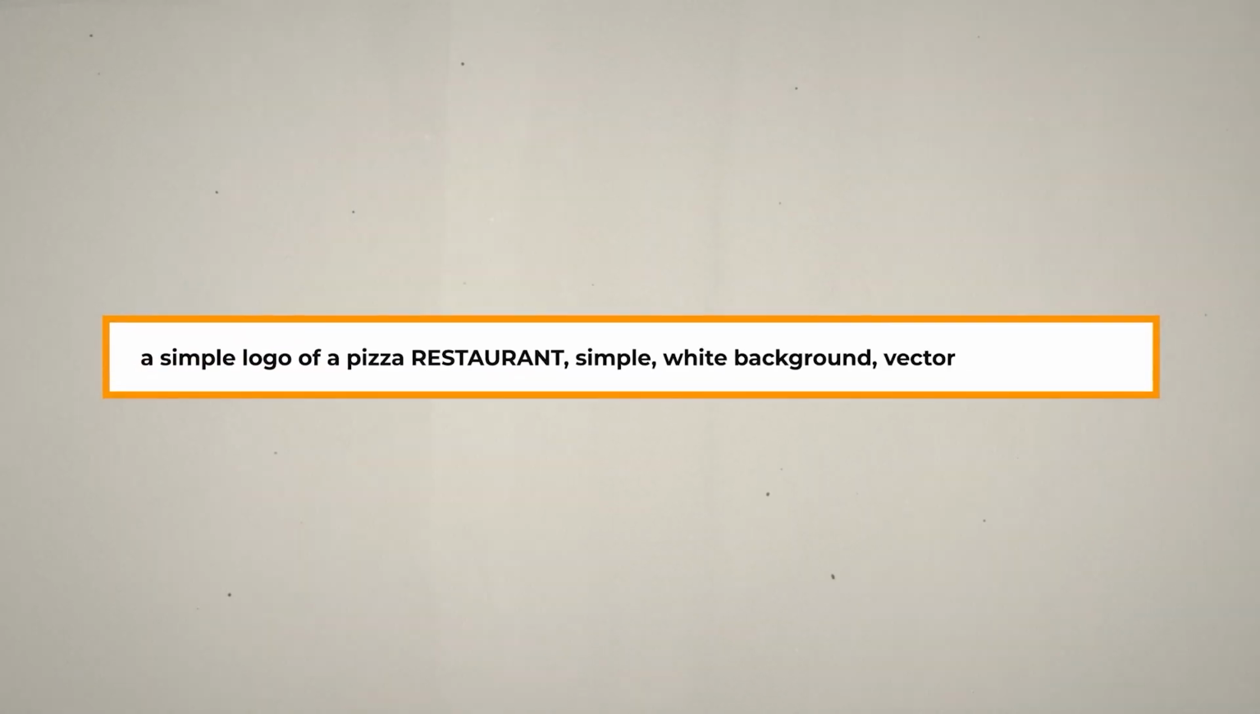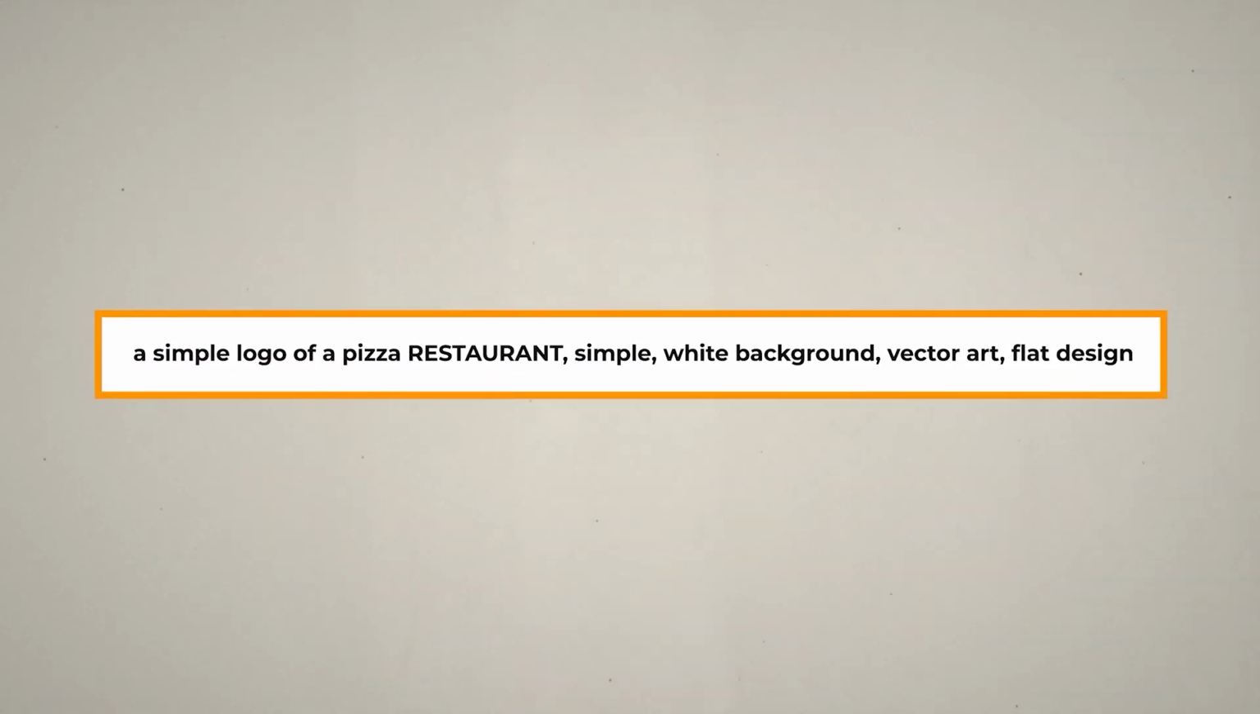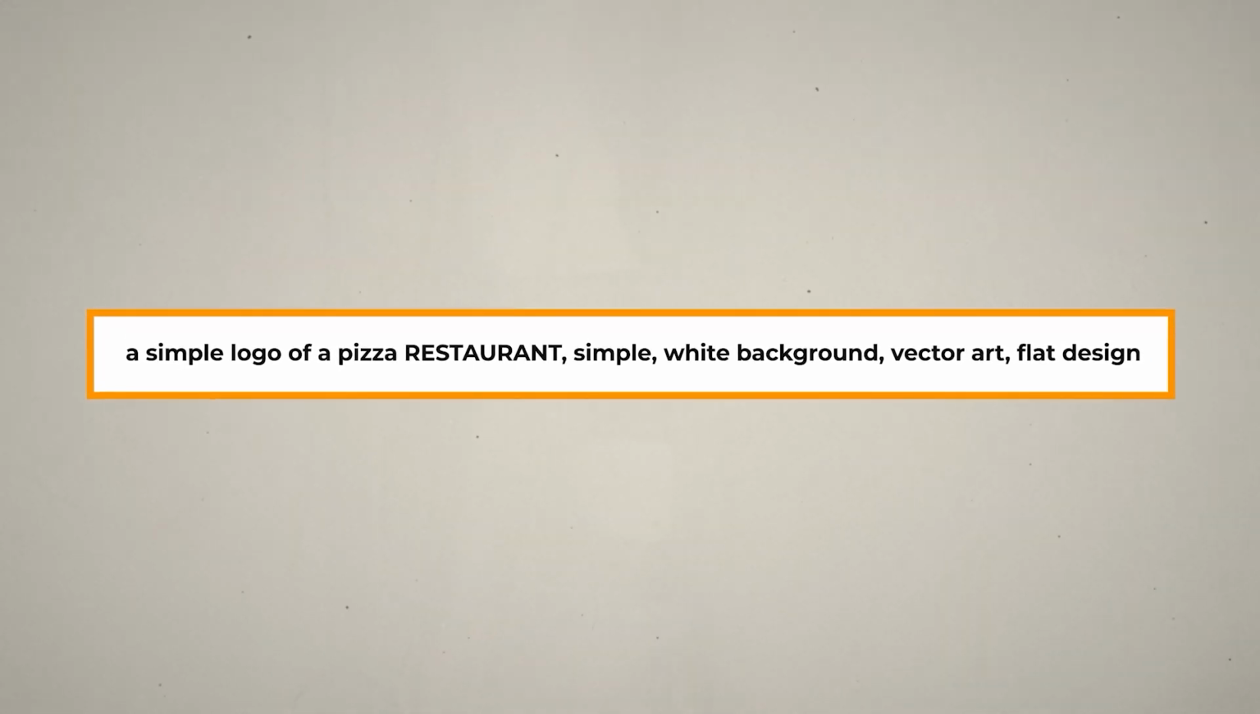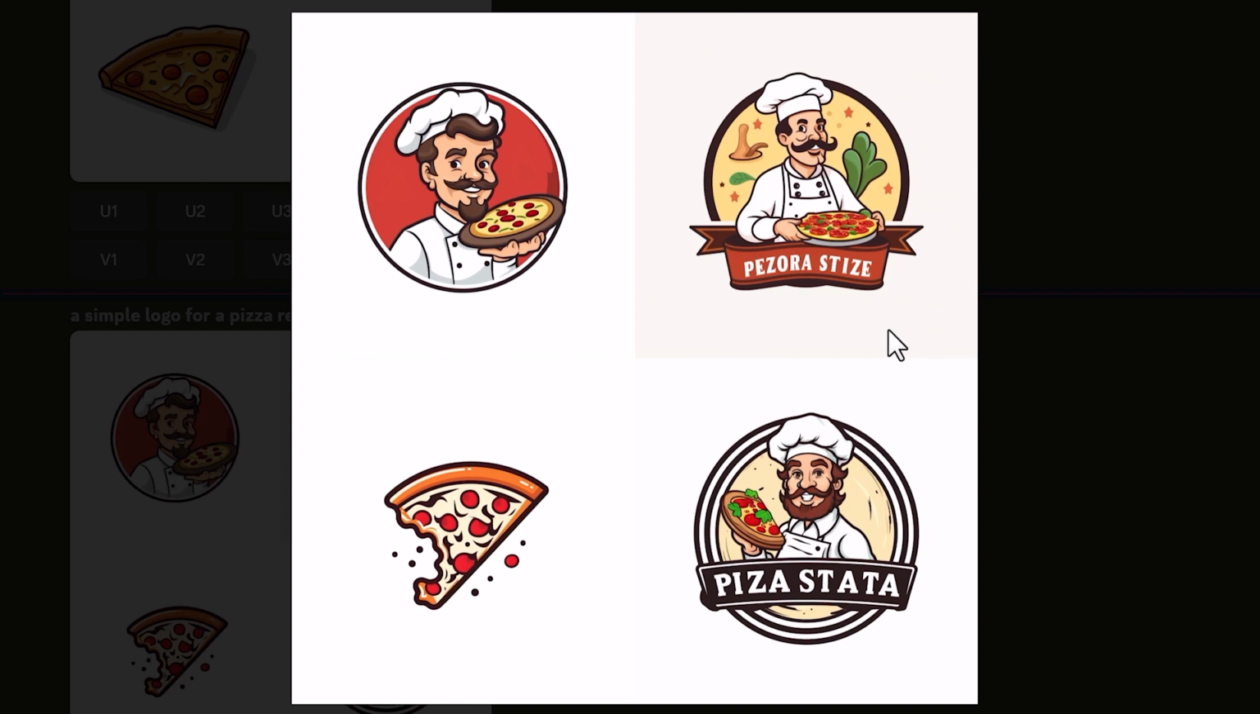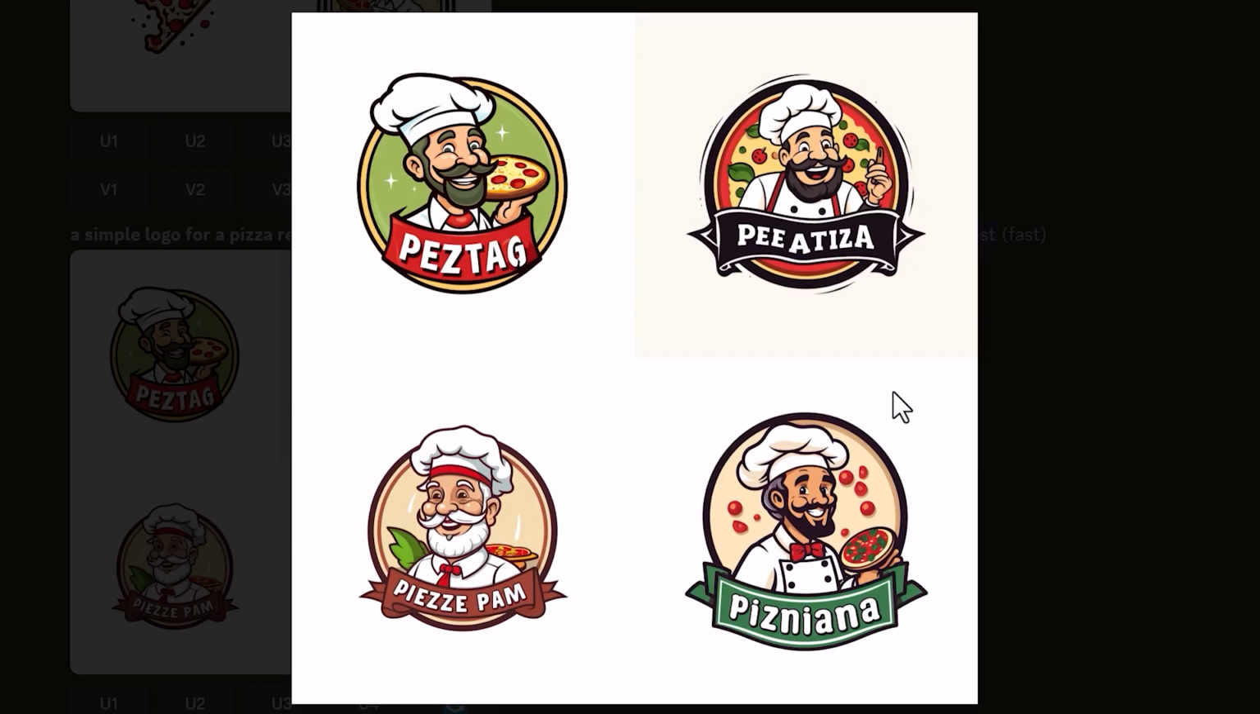But now I'm going to try a different prompt. For this one, I'm going to say a simple logo for a pizza restaurant instead of just a pizza slice. And these are the results that I got. These aren't too bad. Now I know the text is always crazy in Midjourney, but I'll show you a way on how to take this and replace it with your own text, which we will do shortly.